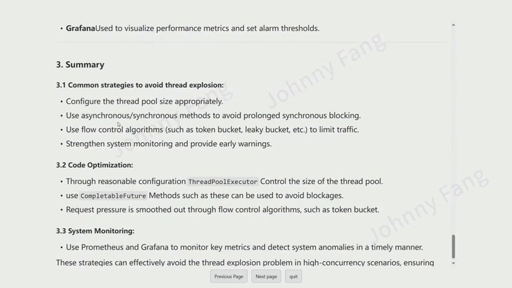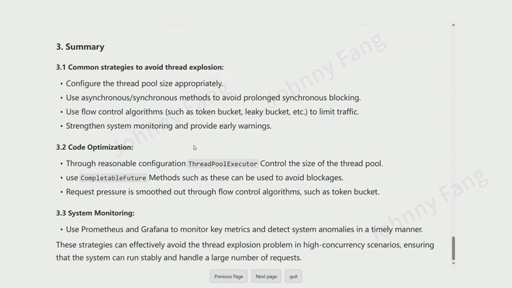Finally, let's summarize. First, the size of the thread pool is reasonably configured. Use asynchronous processing. Use flow control. And the last, system monitoring.